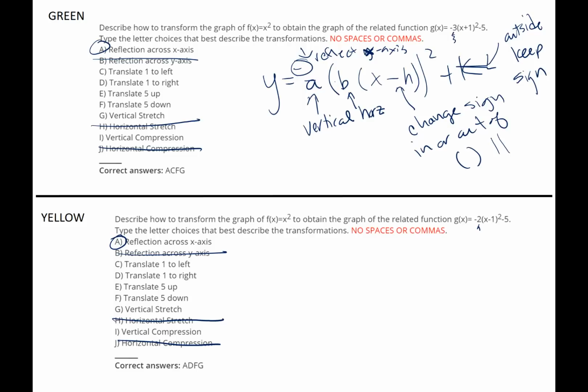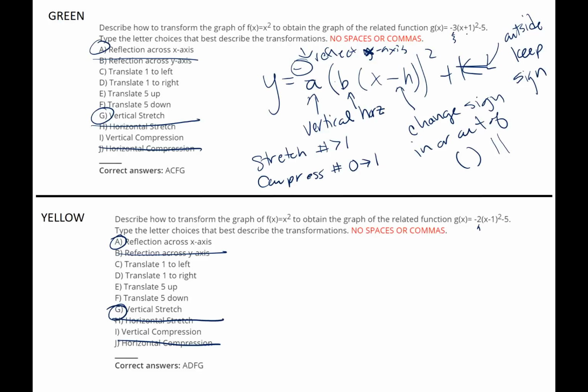But between the stretch and the compression on the vertical, for the stretch your number has to be greater than 1. For the compression, the number has to be between 0 and 1. So because those numbers were both greater than 1, we know that it had to be a vertical stretch.